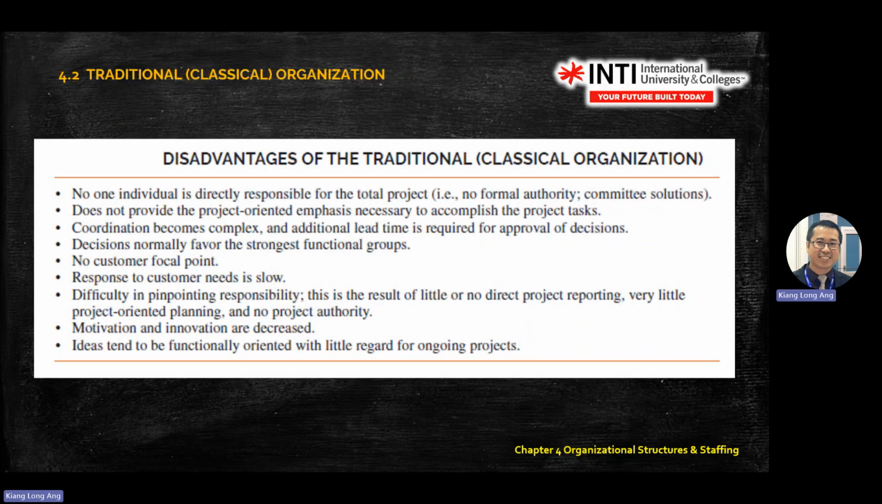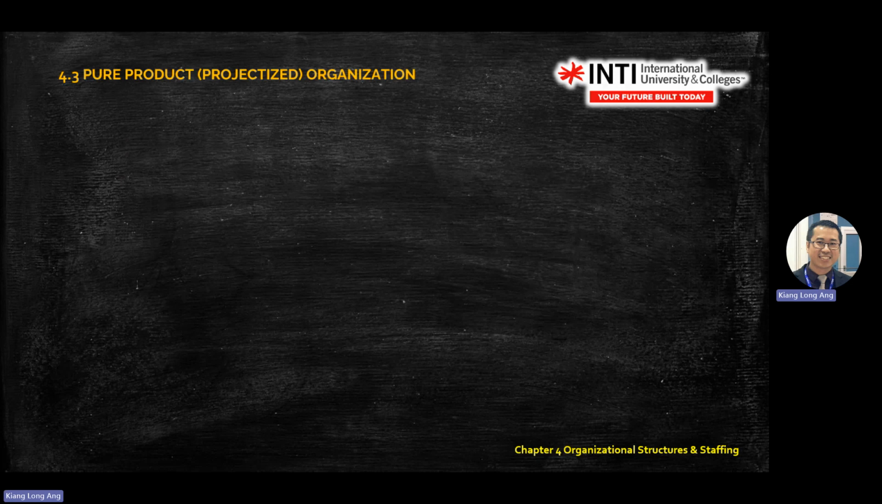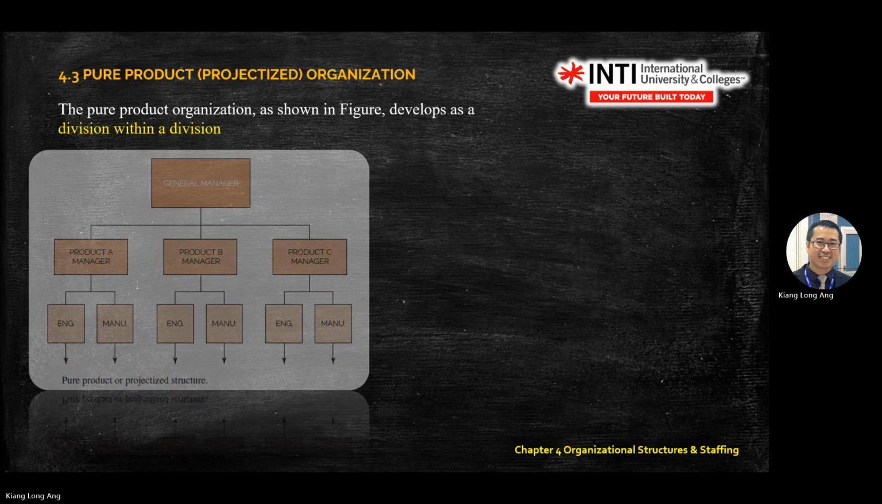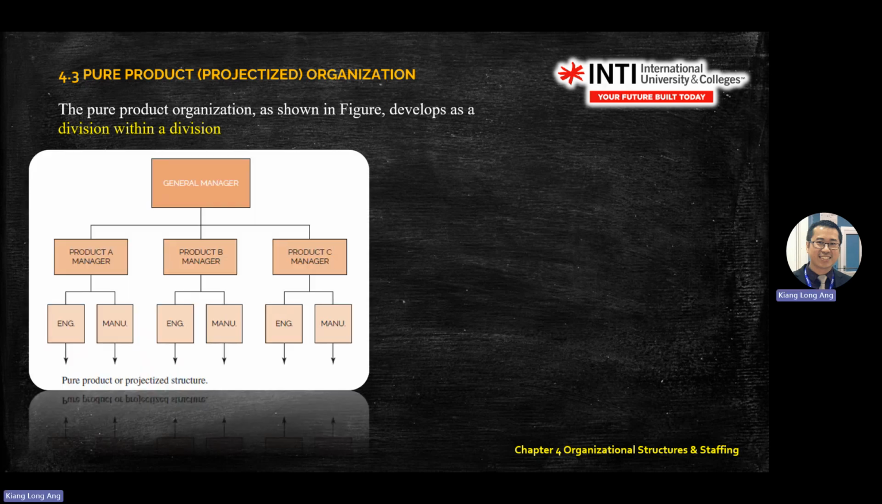Once we already covered the traditional one, now we go into the first category, the new hybrid, or we call it pure products organization. Pure products develop a division within a division. So you have product A, product B, product C. They focus on products.